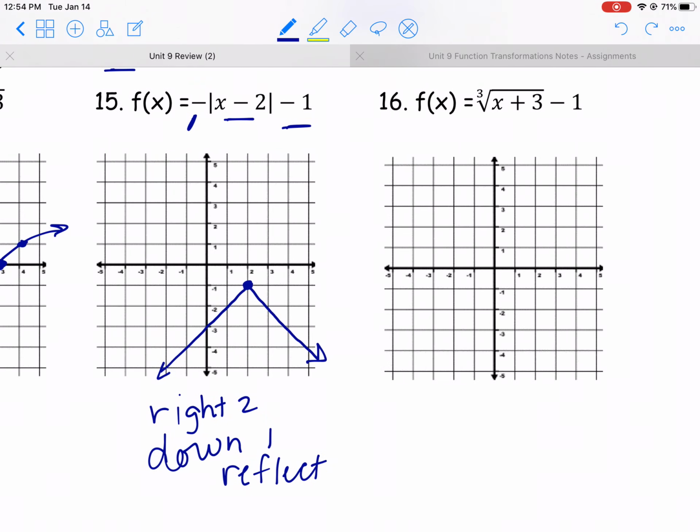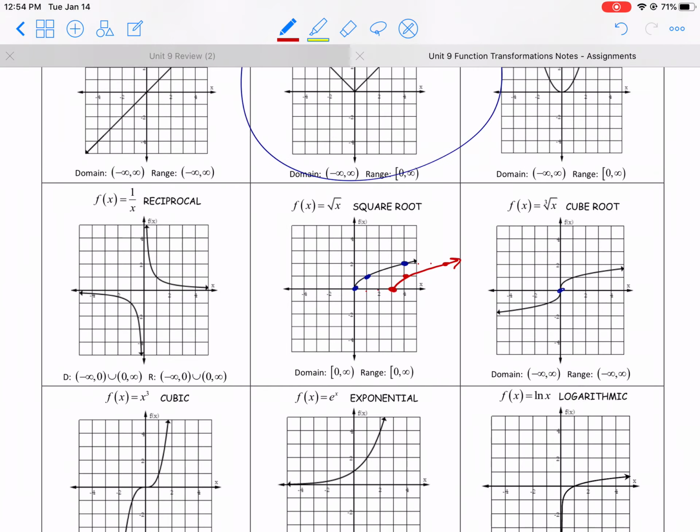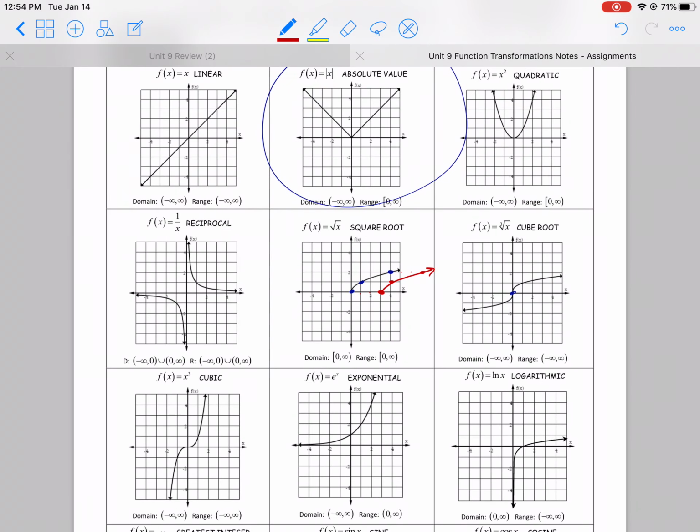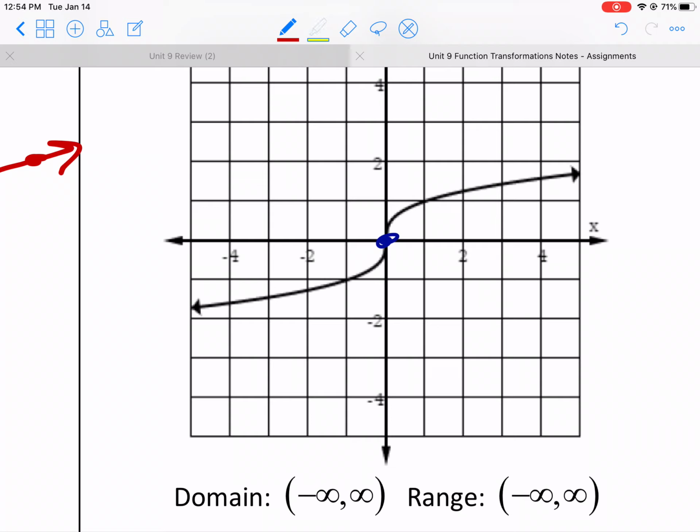All right, number 16, we want to identify the parent function. So take a second and do that if you haven't already, maybe looking at your note page to see which one this is. It's the cube root function. So notice that we have something at 0, 0, 1, 1, negative 1, negative 1. Because this function has the third root of x plus 3 minus 1, that's telling us to shift left 3, 1, 2, 3, and down 1. So I can essentially move each of these in that direction. 1, 2, 3, down 1. This one is going to go 1, 2, 3, down 1.